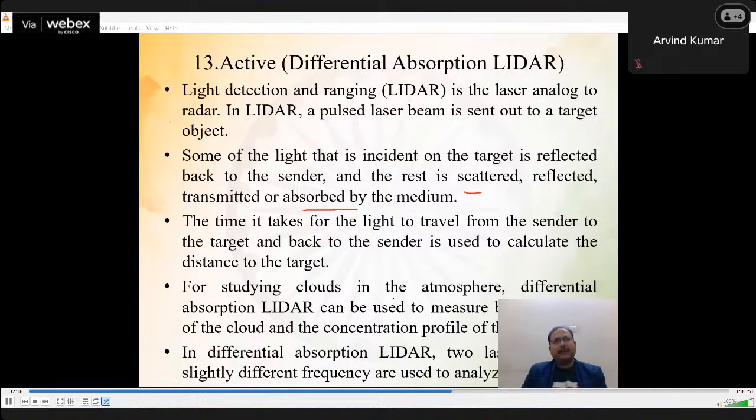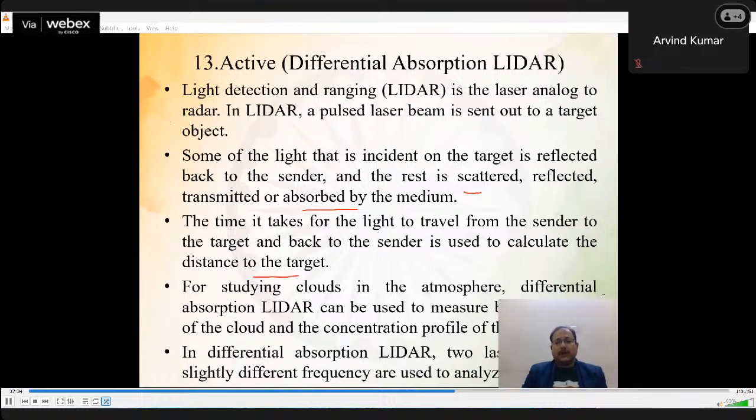So this is the basic mechanism whenever light is being thrown onto a surface. It is scattered, reflected, and transmitted or absorbed by the medium. The time it takes for the light to travel from the sender to the target and back to the sender is used to calculate the distance to the target.